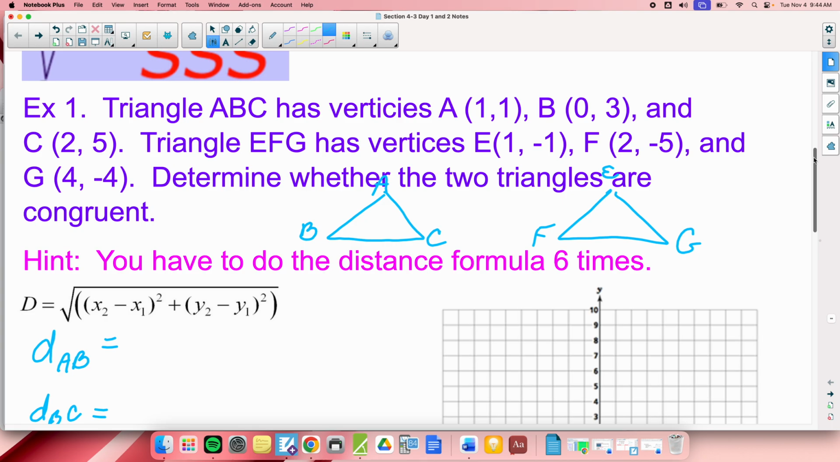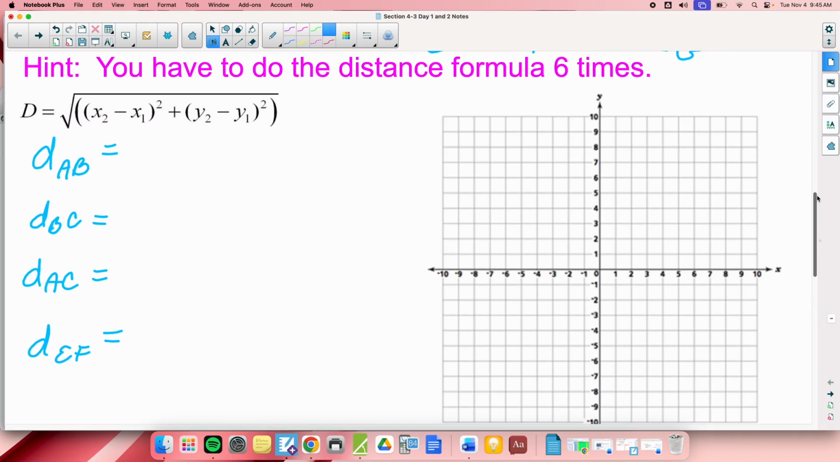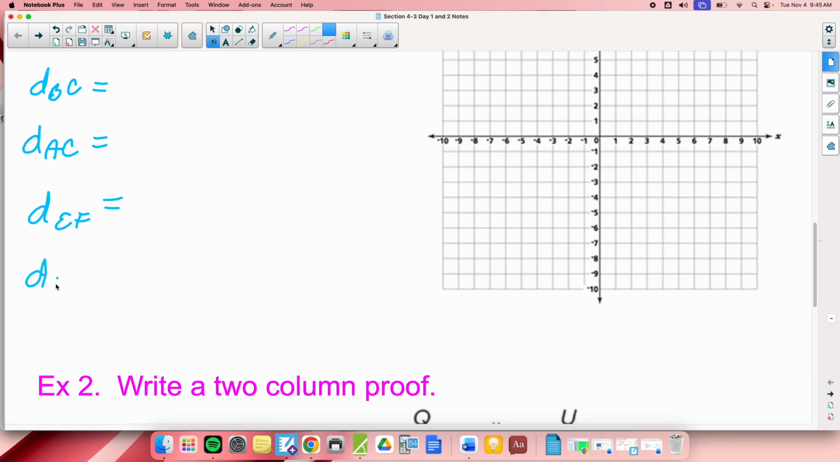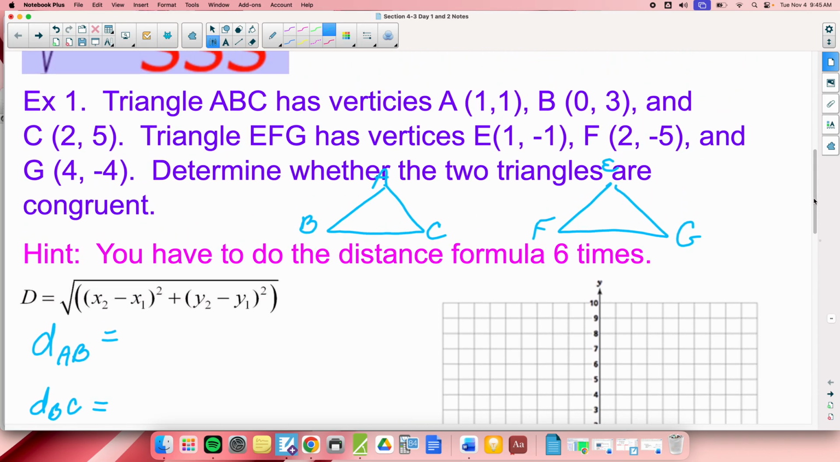But when you try to find EF, if this does not match one of these three distances, you can stop right there and say they're not congruent. But if this one matches, then you have to keep going, and then you would find the distance from F to G, and you would find the distance from E to G.